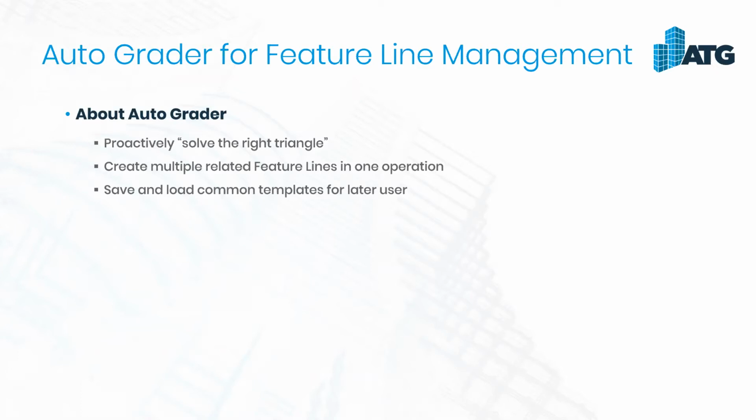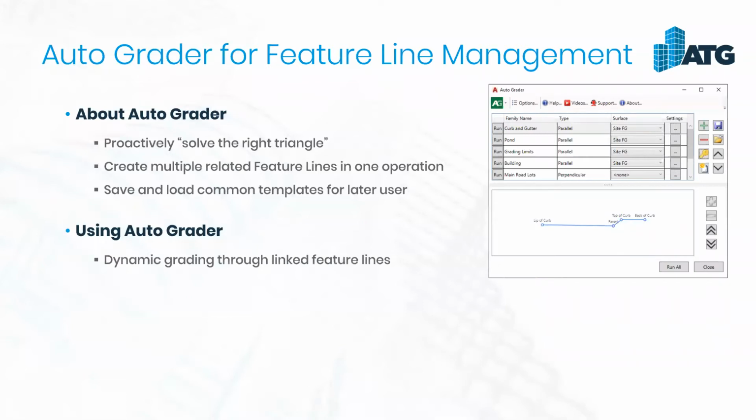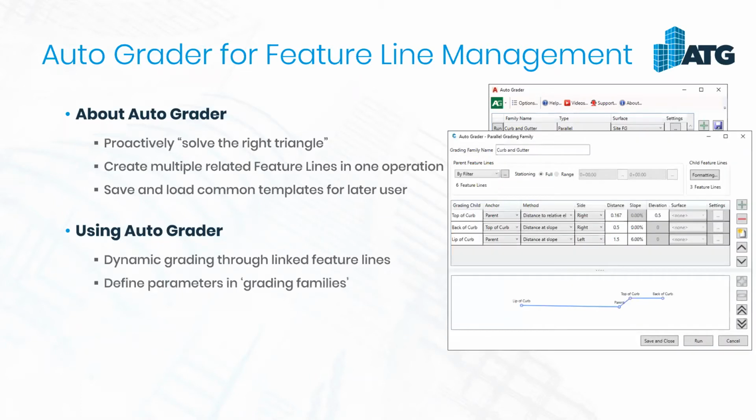So that's what AutoGrader does, but let's talk a little bit before we get into the software about how to use AutoGrader. AutoGrader is going to give us an opportunity to do dynamic grading by linking feature lines. We're going to define these parameters using the term grading family. And yes, for anyone who is familiar with Revit, that is a specific nod to how families work in Revit for all of those parametric designs.